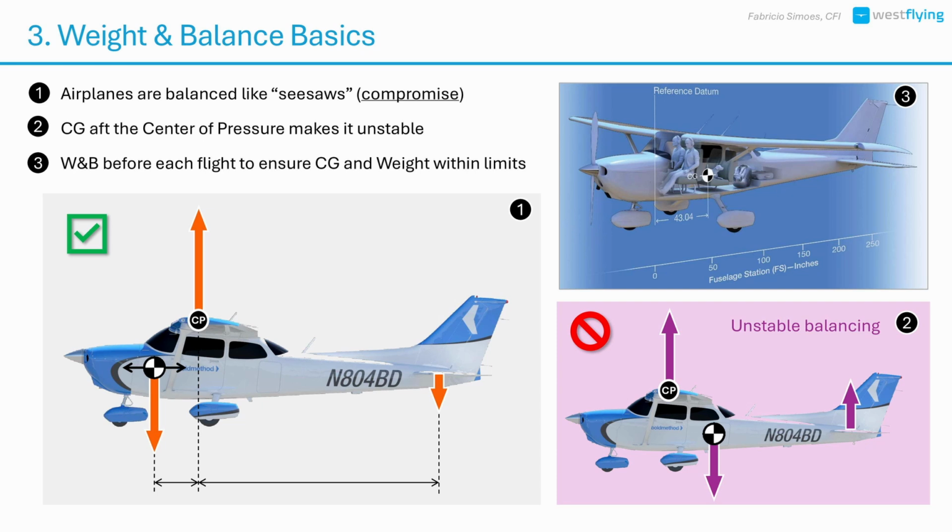This means a moment will be created there, which will need to be counterbalanced by the tail. The horizontal stabilizer and elevator create a small downward force to counter that moment and keep everything in equilibrium. As you can see, this is exactly like balancing a seesaw. And that picture is showing a stable balancing.